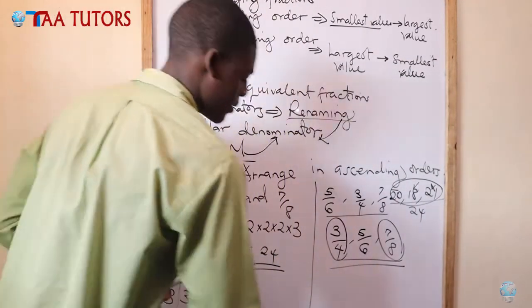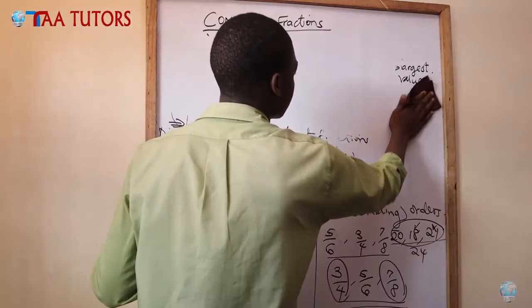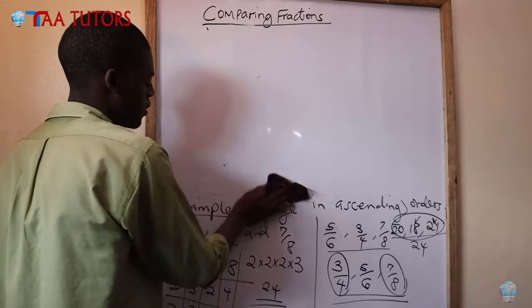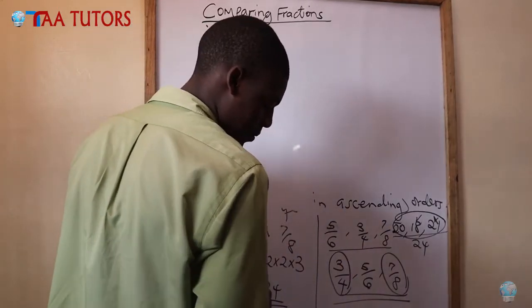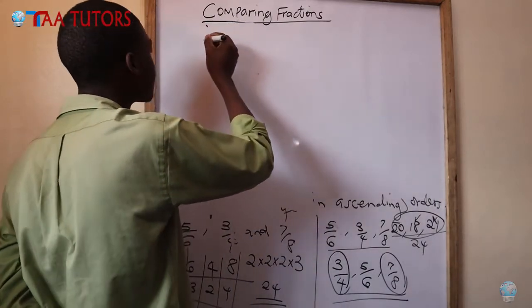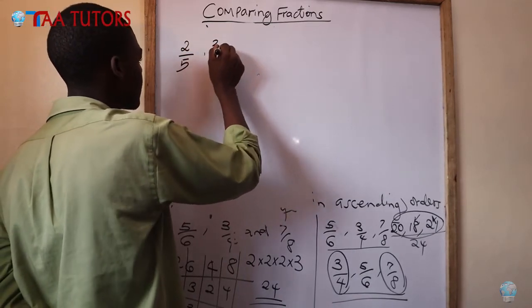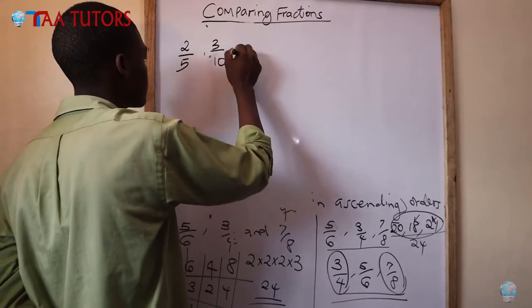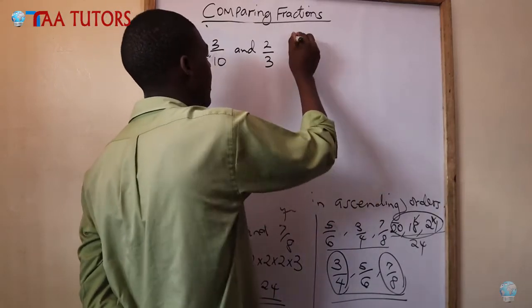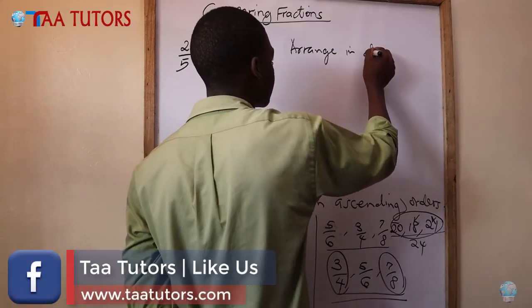If I may do another example, let me have 2 over 5, 3 over 10, and 2 over 3. Arrange in descending order.